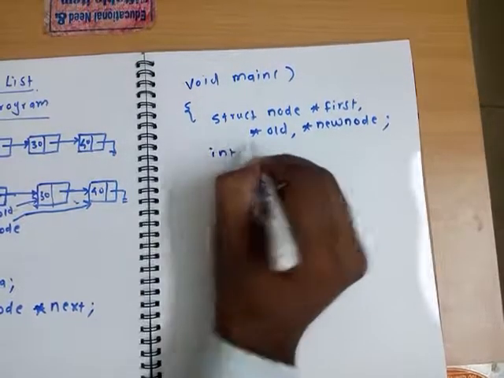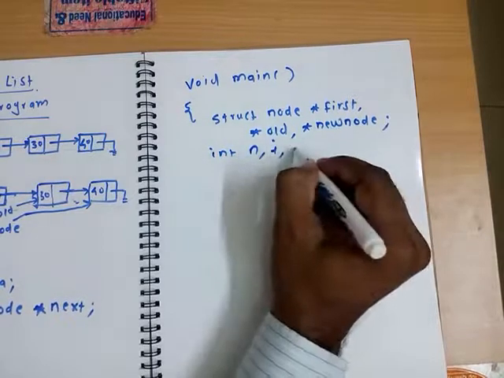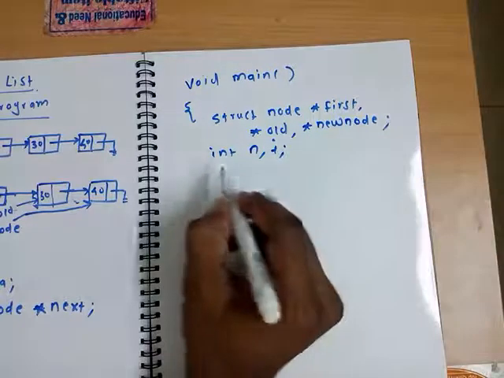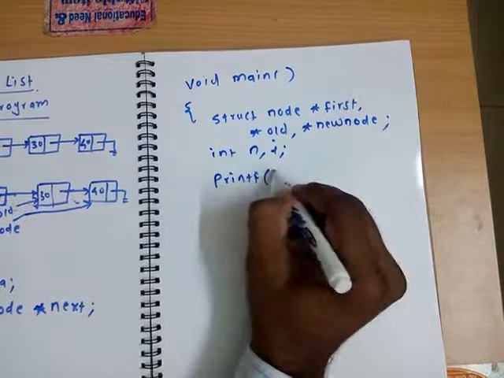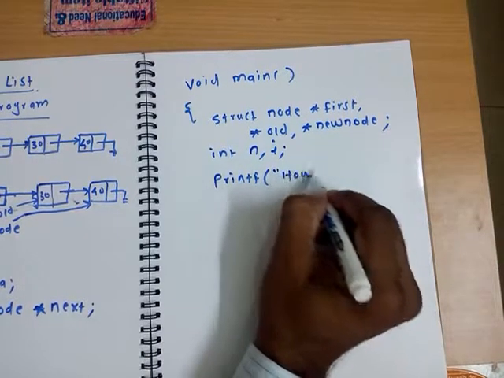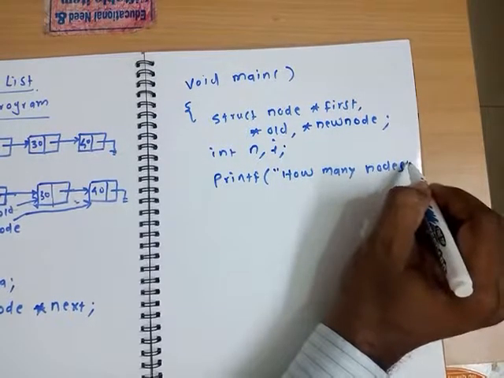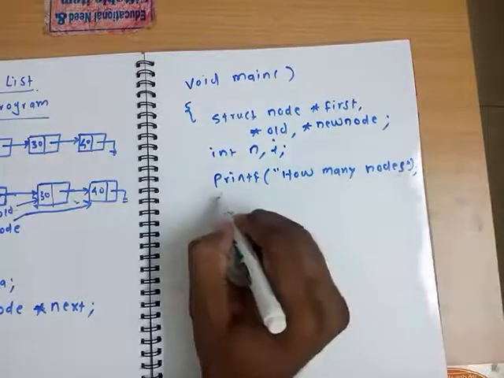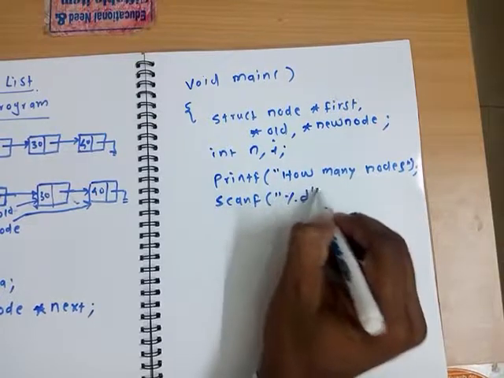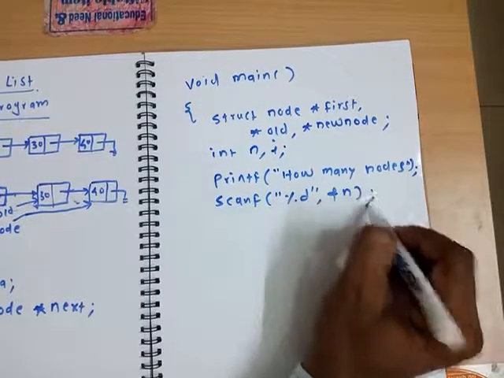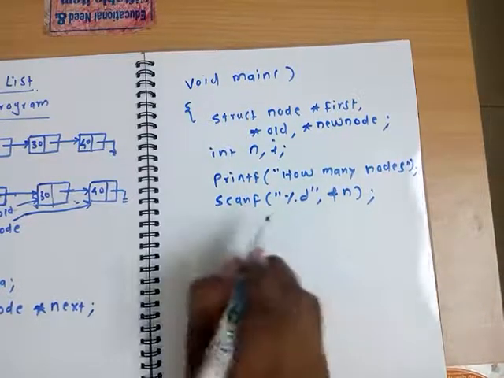Also we'll be needing some integer variables, total number of nodes, then i, and we'll declare more if we require. So now I'll ask the user, printf how many nodes you want to have in the linked list. That question I'll ask the user. The user will say he would like to have n nodes. So I'll read those n nodes in variable n, which we have declared. Then we'll simply create the first node of the linked list.